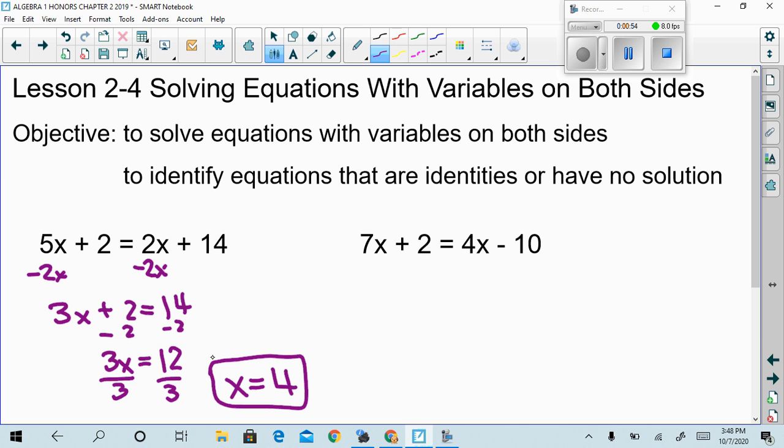We'll do a check. 5 times 4 is 20. 20 plus 2 is 22. 2 times 4 is 8, and 8 plus 14 is 22, and it checks.